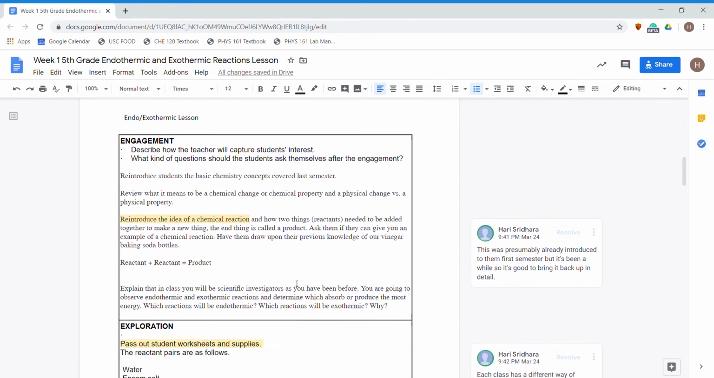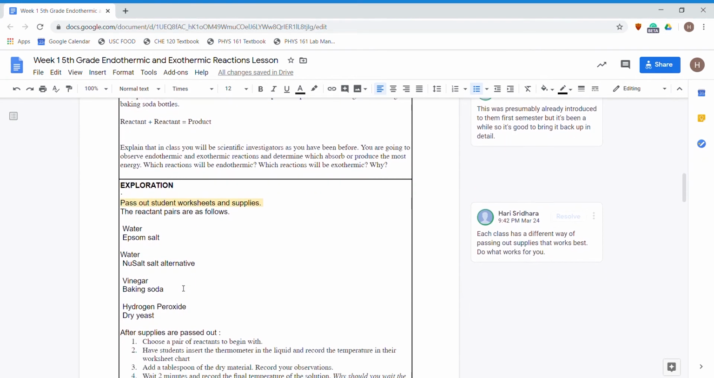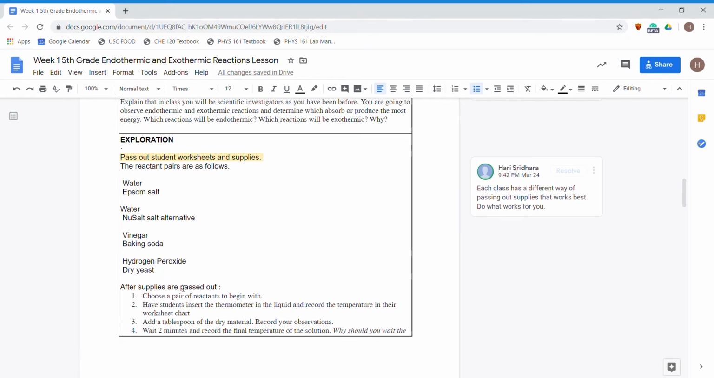The only new content covered here is talking about whether reactions are endothermic and exothermic, obviously, and correlating those to whether or not they increase and decrease in energy, and what that means about increases or decreases in temperature as well. Looking at the exploration section, this can also become quite complicated if you aren't prepared going into your lesson.